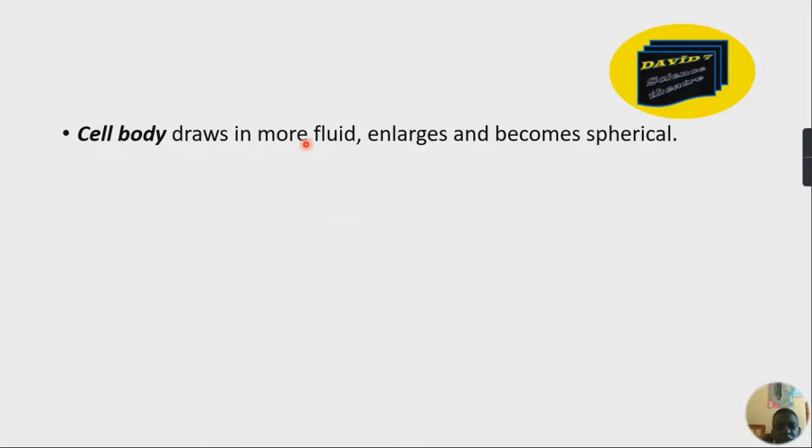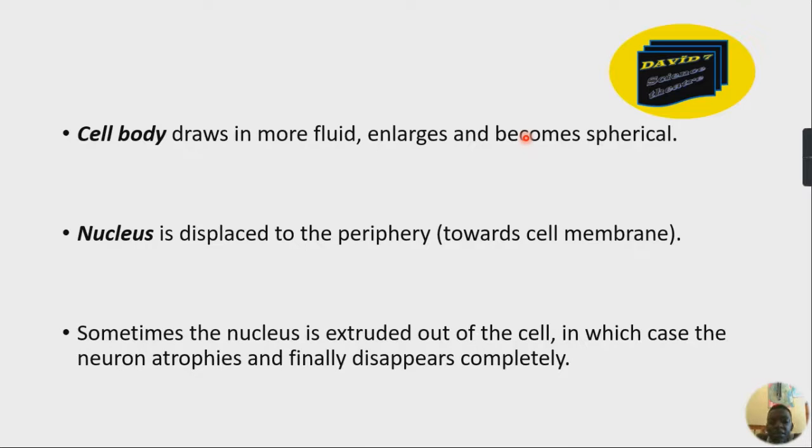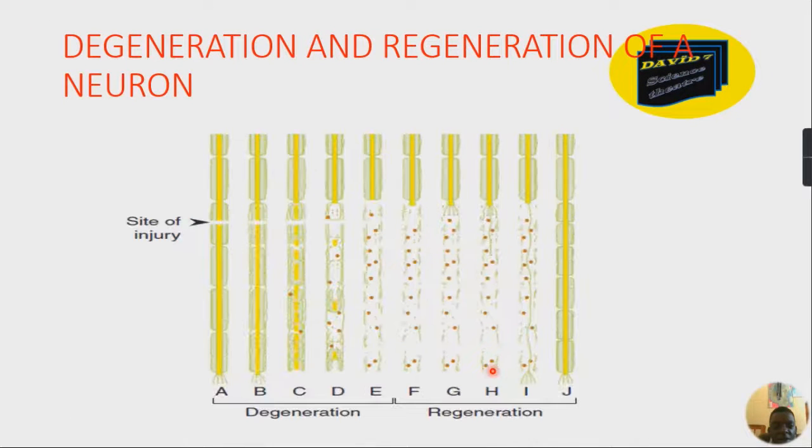Let's continue. The cell body draws in more fluid, enlarges and becomes spherical, unlike how it was before. And the nucleus is displaced to the periphery towards the cell membrane. And sometimes the nucleus is extruded out of the cell, in which case the neuron atrophies and finally disappears completely. There are still more changes, but I want to show you just some few things here.